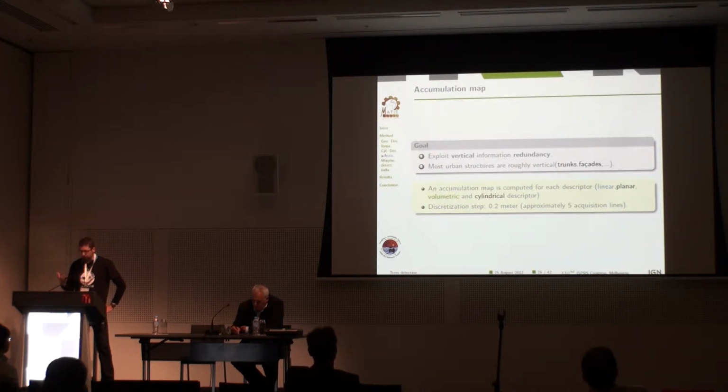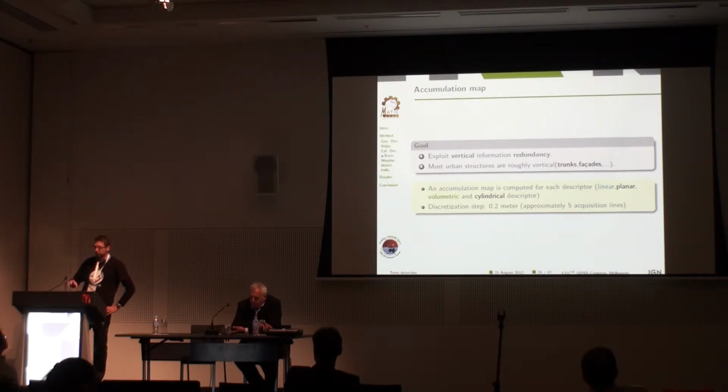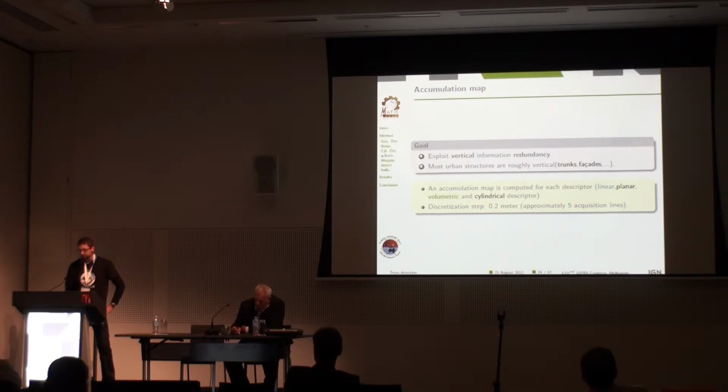This vertical redundancy is explained by the fact that most urban structures are vertical. May they be facades, posts, trunks, most of them are quite vertical, so by accumulation we're going to spot these kinds of structures, which are the ones that interest us in this work.